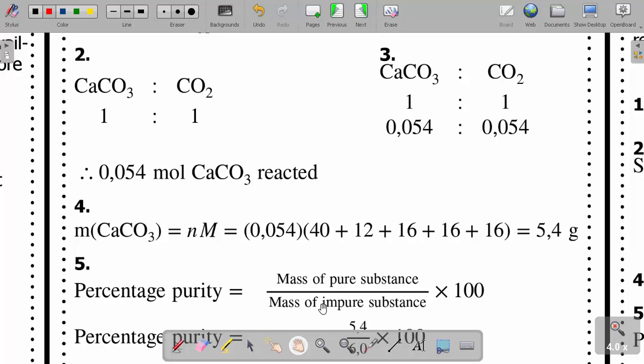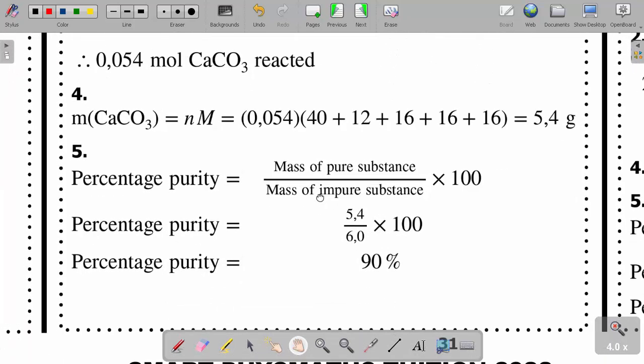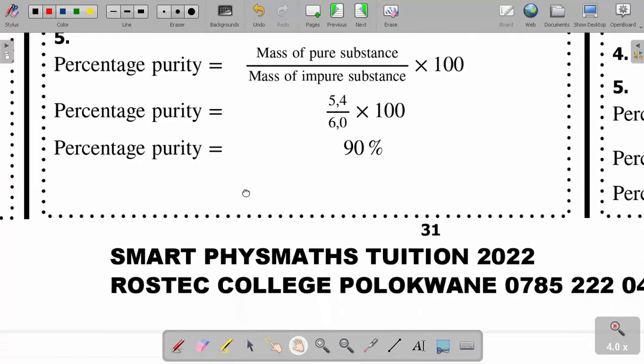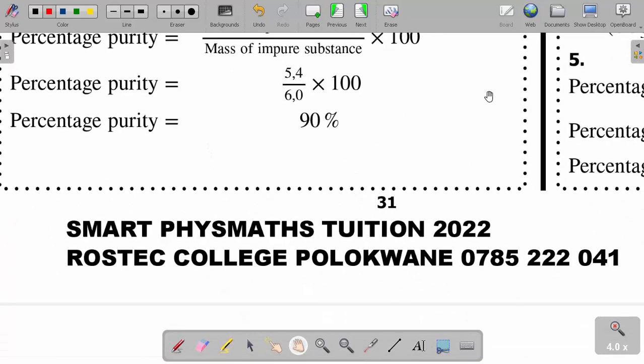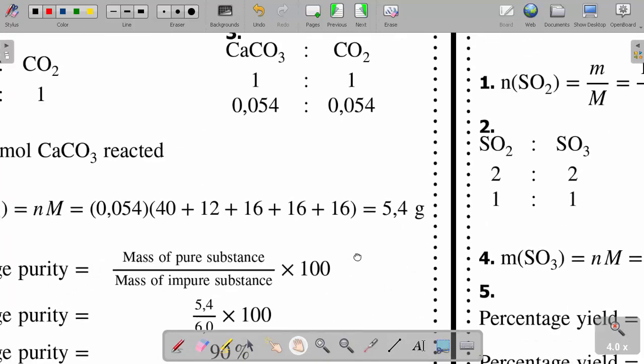To get my percentage purity, I use the formula: mass of the pure substance divided by mass of the impure substance times 100. Because this is what reacted, that's the pure part out of all the 6 grams. So I have 5.4 grams divided by 6 times 100, which gives me 90%. So the percentage purity of this sample is 90%. Hope we are together. Let us proceed.